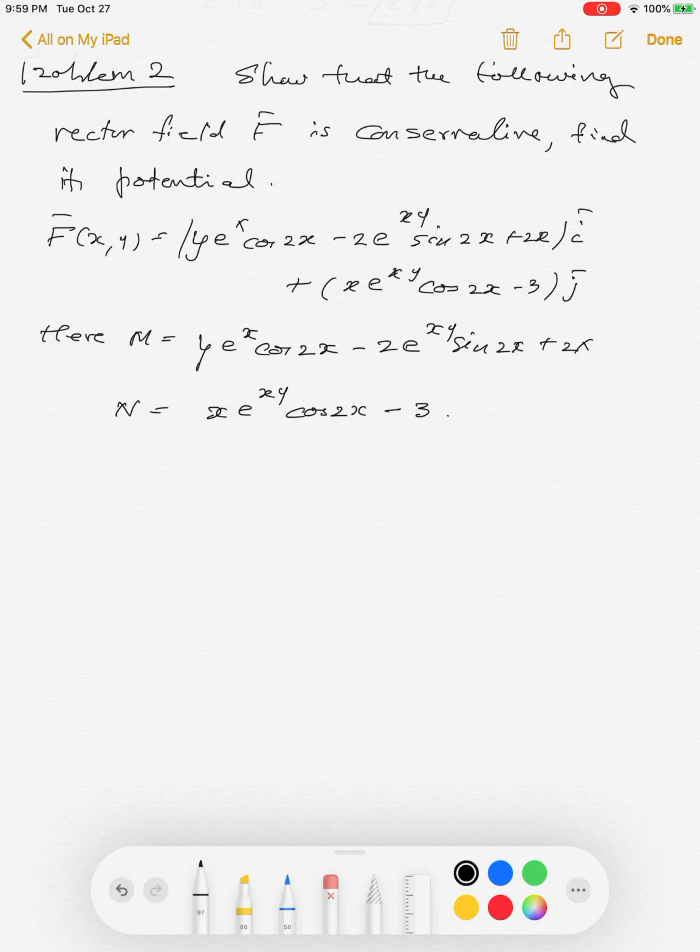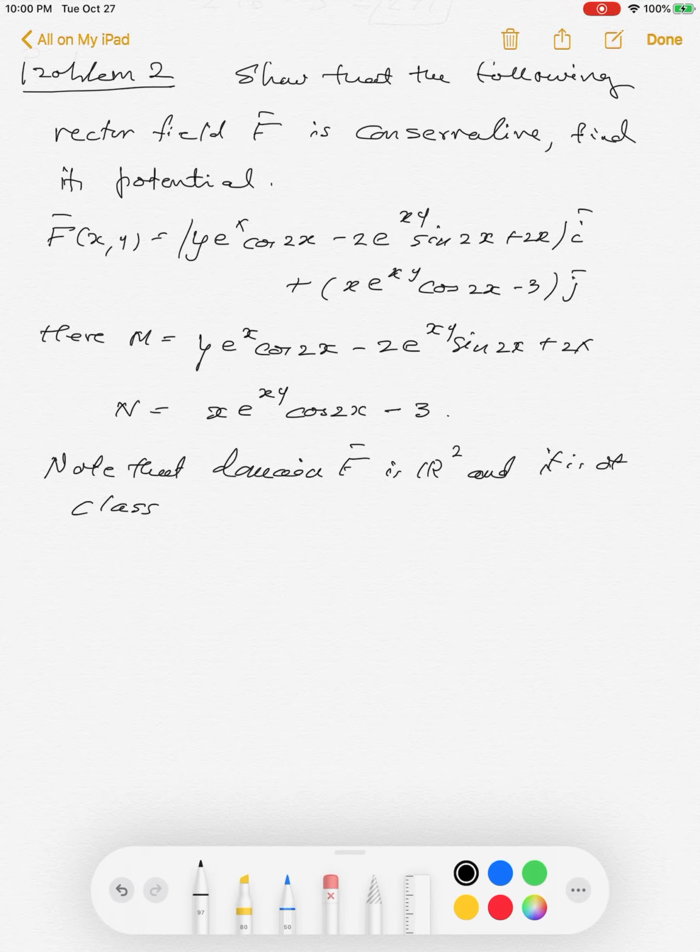So again, both functions are of class C1 because polynomials and trigonometric functions and exponential functions are of class C1. Their domain is all of R2. So note that we should mention this. Domain of f bar is R2, and it is of class C infinity actually, but all I need is C1.